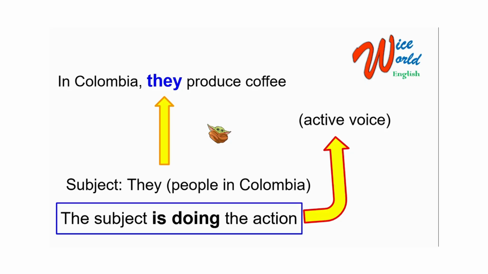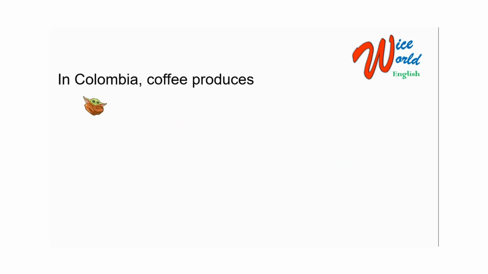Okay, now let's go to the next example. Look at this sentence. In Colombia, coffee produces. Is this sentence logical? I think it's not logical, because remember that coffee doesn't produce, it's people. People produce coffee. So this sentence is incorrect. The subject is not doing the action. That means that we need to use passive voice.